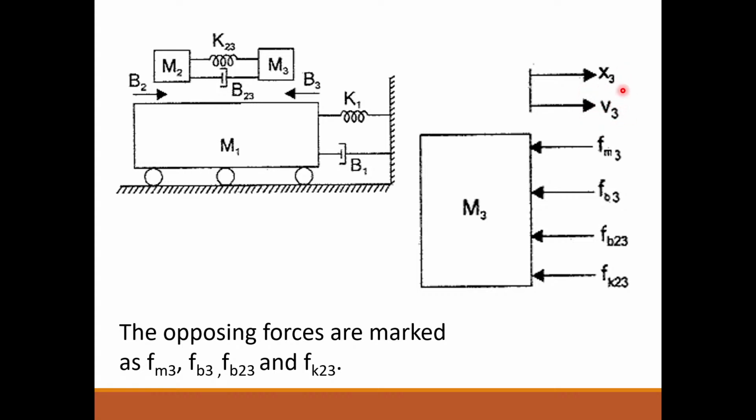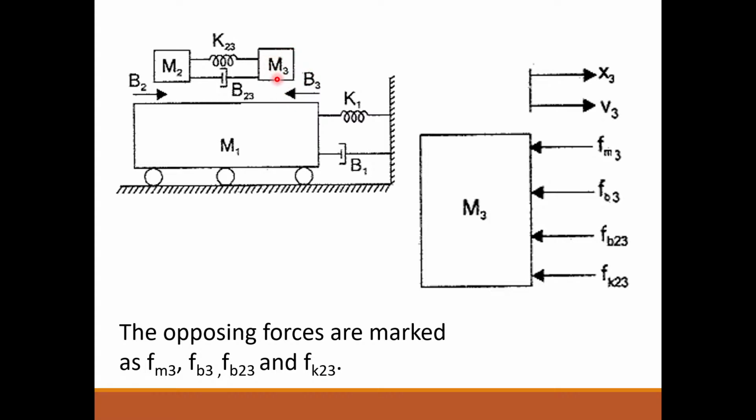So displacement at m3 is x3 and velocity at m3 is v3. These two terms we have assumed because they are not mentioned in the given mechanical system. So now there is no applied force. Okay, what is left over? Opposing forces. What are all the opposing forces at m3?